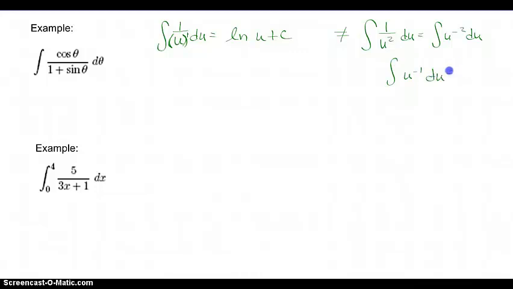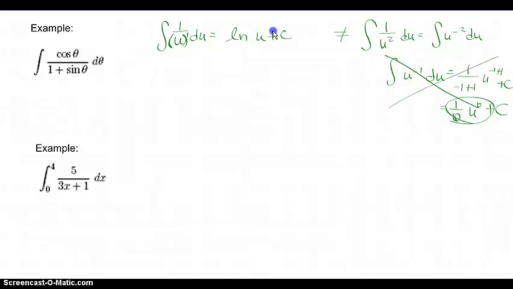Why? Because the power rule, if we use the power rule, it's 1 over n plus 1, u to the n plus 1. Notice a problem there? Yeah. Hold on. We would have division by 0. So the power rule is not used when we're talking about the antiderivative of 1 over u. That's natural log of u.